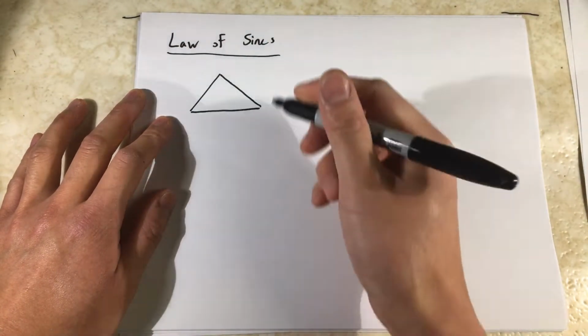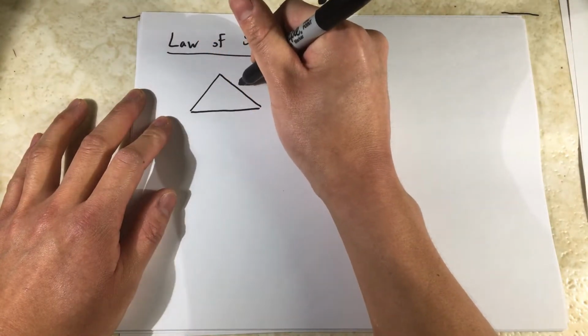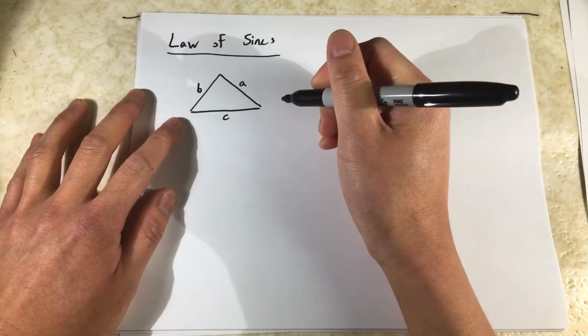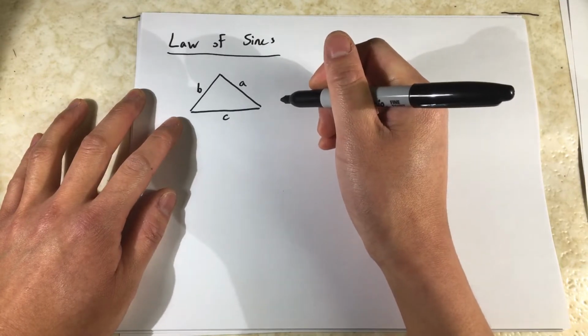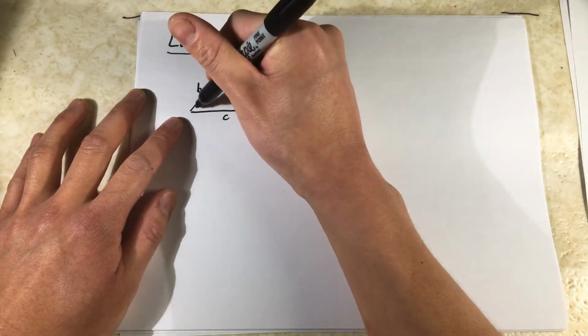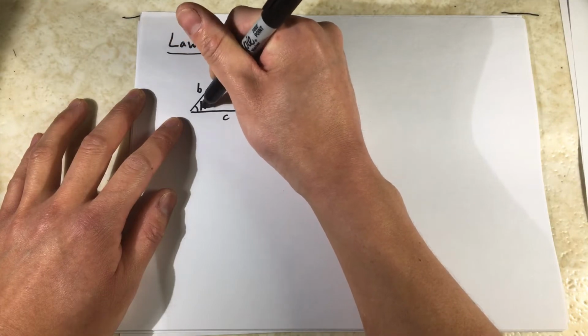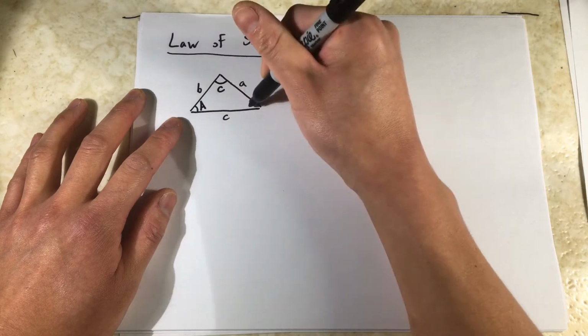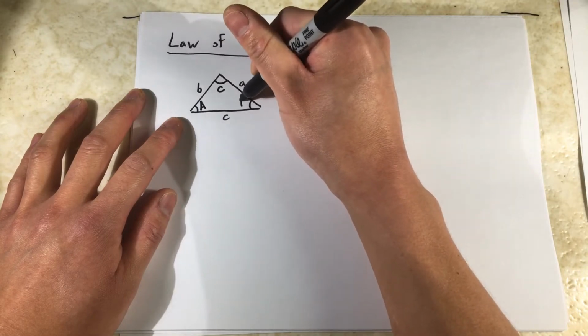And we have sides a, b, and c. What we're going to do is show angles as capital letters. So this angle here is capital A, this angle over here is capital C, and this one over here is capital B.